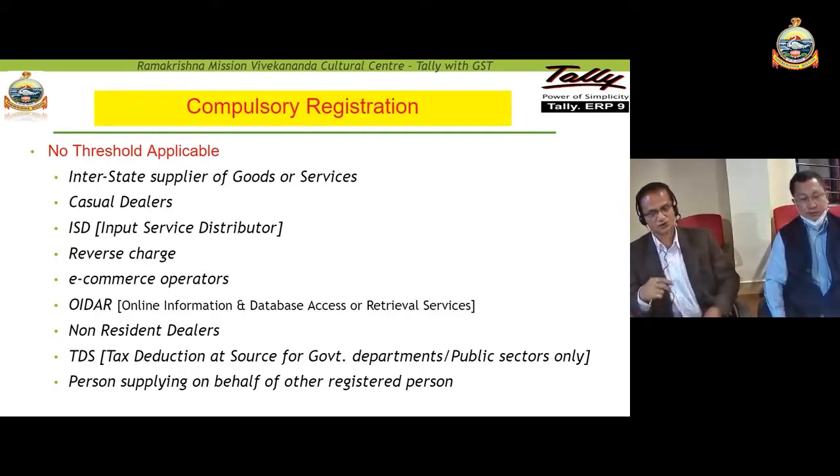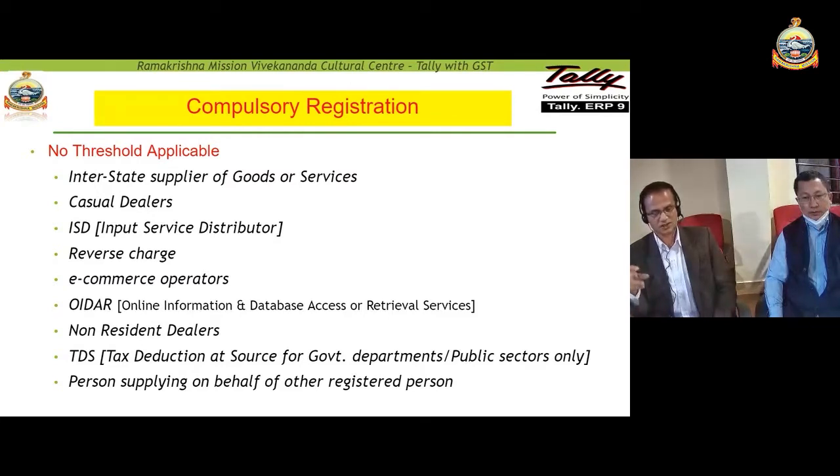Those who are paying reverse charge: though the service is received by me, I have to pay the taxes, this is called reverse charge. Suppose somebody is receiving certain services by importing certain services. In that case, the service receiver himself becomes as if he is the service provider, and he has to pay the taxes in a reverse charge manner.